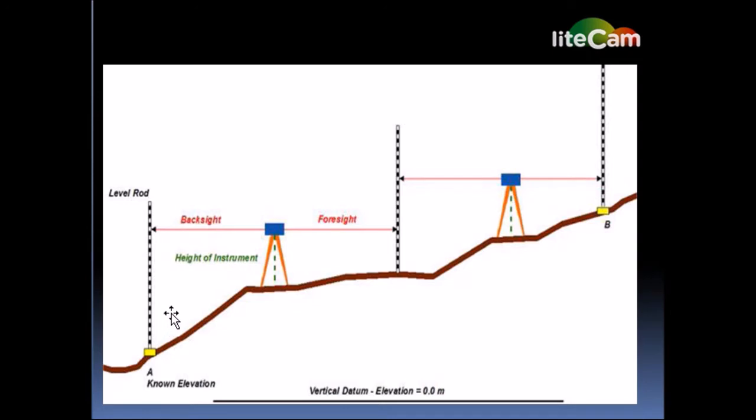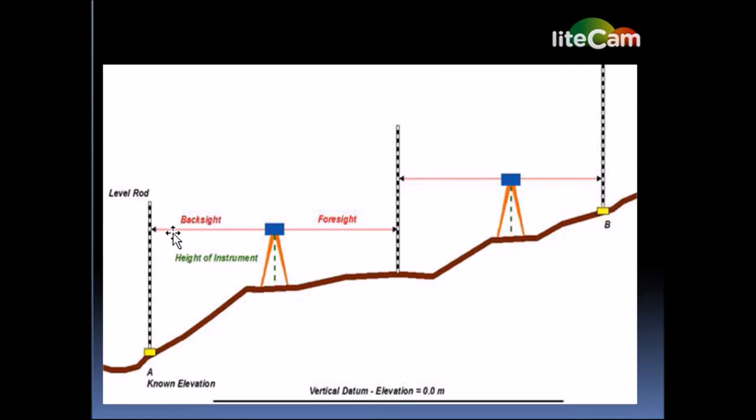The next ones are backsight, foresight and intermediate sight. Backsight is the staff reading at known elevation. This one. Foresight is the last staff reading. The intermediate sight can be the staff reading at a point where elevation is to be determined.